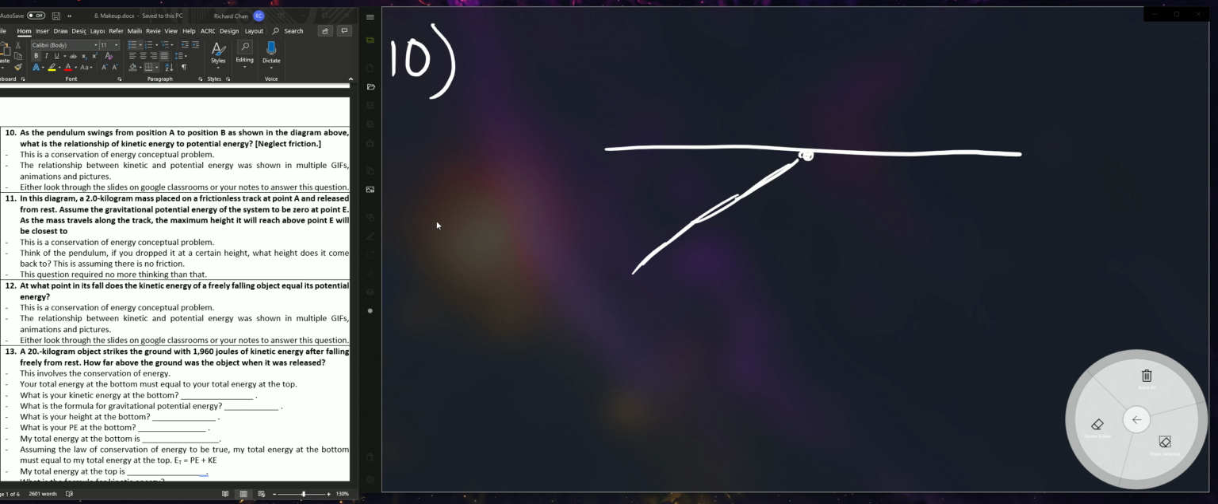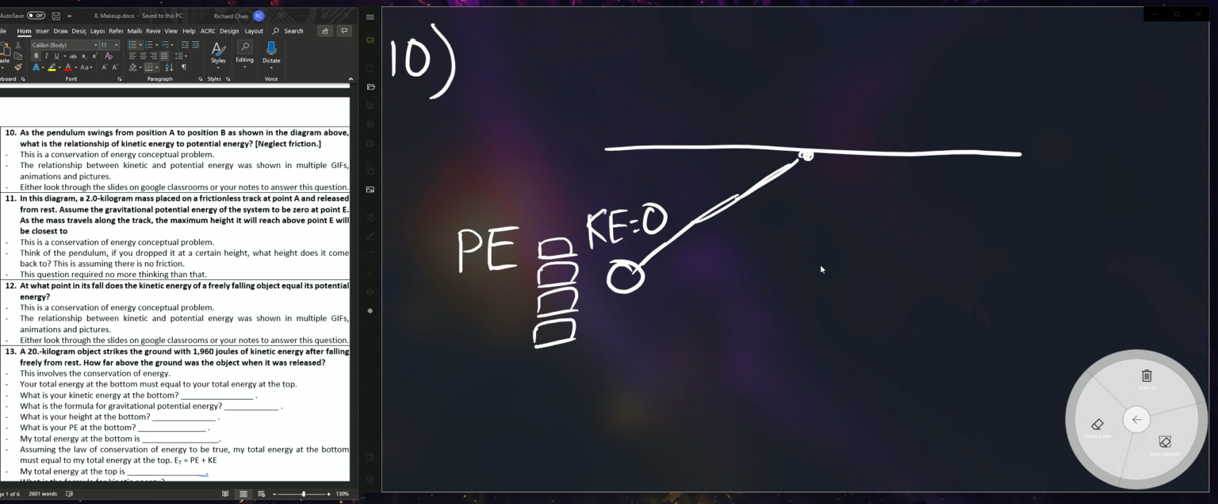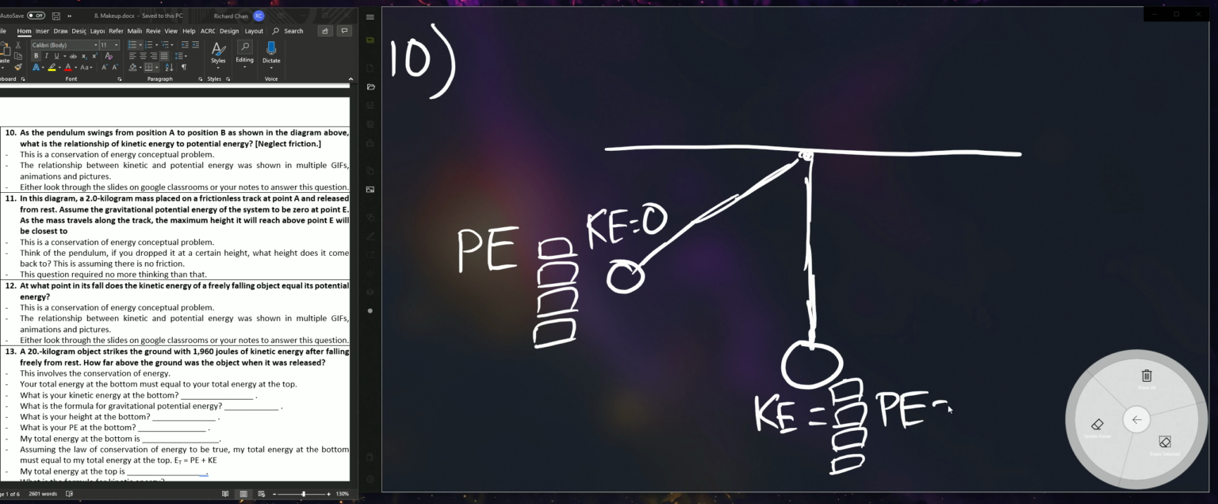So at this point in time, you have a lot of potential energy. Let's say you have 4 blocks of potential energy here, and you're not moving right now, so you have no kinetic energy. And all the way at the bottom, now all your potential energy has turned into kinetic energy. So now there are 4 boxes of kinetic energy, and your potential energy is 0 here.